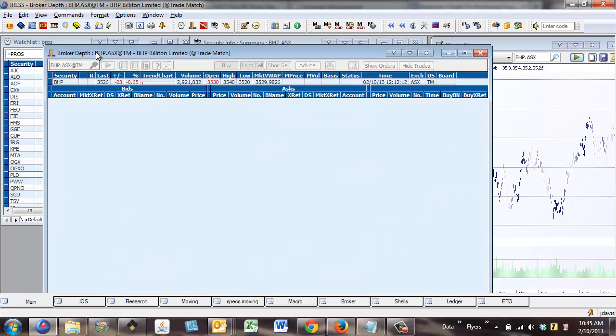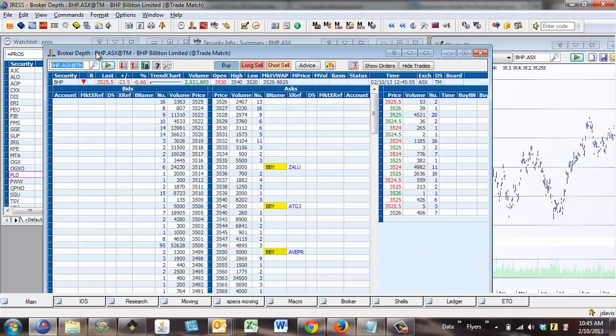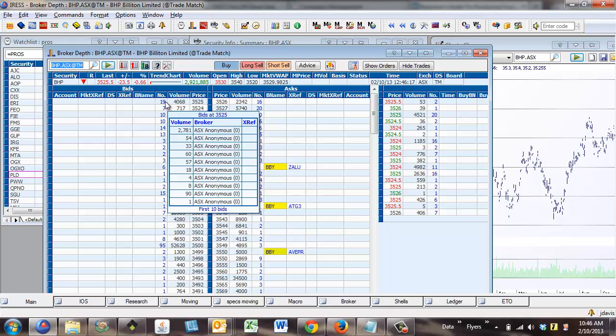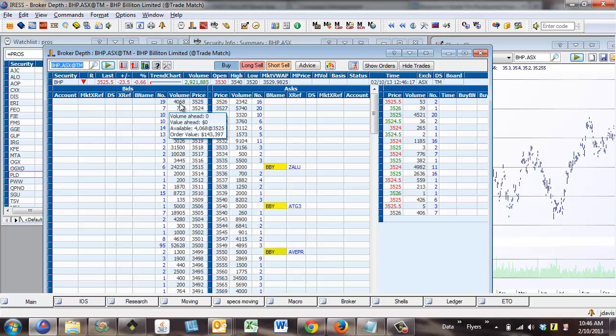I'll bring up another share, say BHP. A bit more action here. So $35.25 is the high bid, $35.26 is the best offer. But you'll probably find that'll change pretty rapidly, from moment to moment. So you can see these numbers of shares changing here. That's because somebody just came onto the bid, another buyer. So that number's 19. And if somebody sells to that bid, then that number will drop. There'll be fewer shares being bid at $35.25.